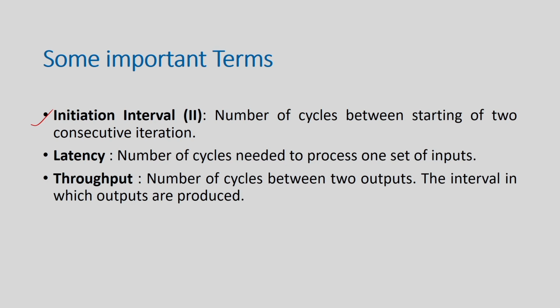Latency is the number of cycles needed to process one set of inputs. This is the number of clock cycles between giving an input and getting the corresponding output. Another important term is throughput. Throughput is the number of cycles between 2 outputs. You get output 1 corresponding to input set 1 and output 2 corresponding to input set 2, so throughput is the time difference between these 2 outputs.